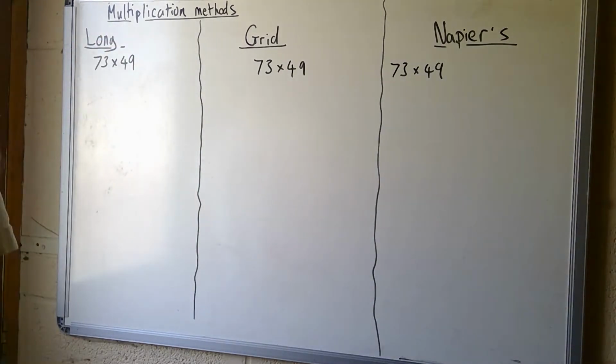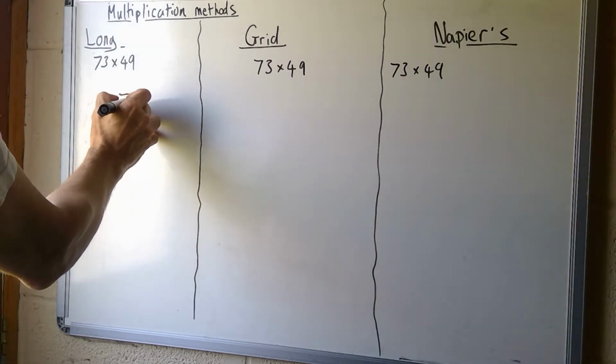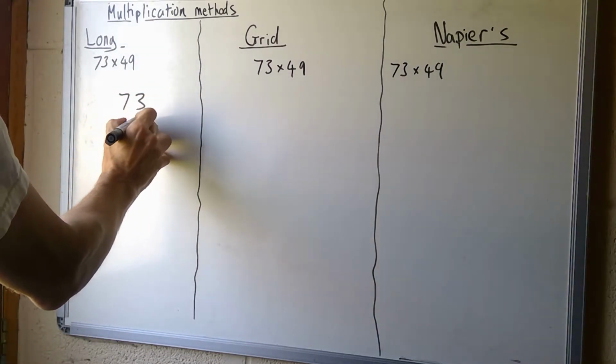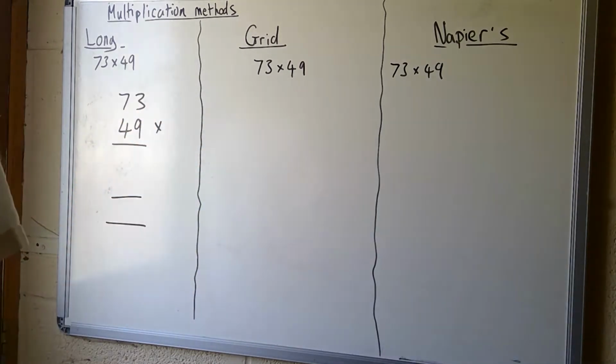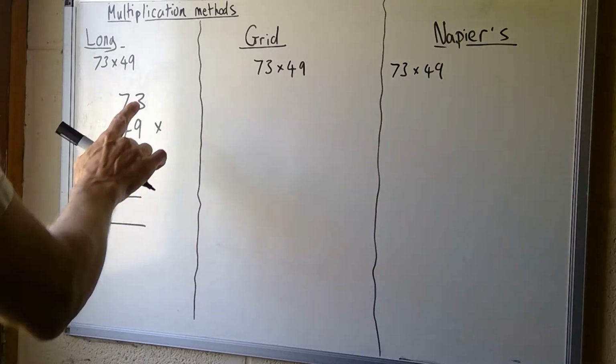The first method I'm going to do is what we might call long multiplication, and it's the traditional method which many people will already know. So we set them out one above the other and we work through the multiplications in stages. Ideally, you know your times tables pretty well. That will speed it up.